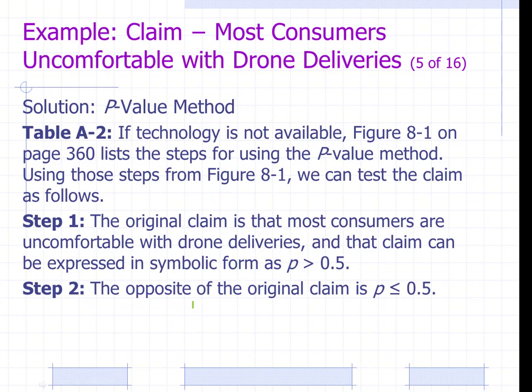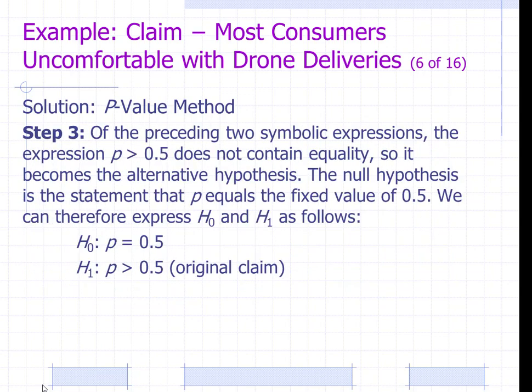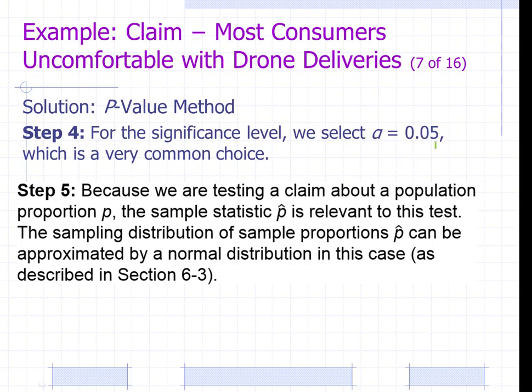the opposite of our original claim, and then here are our hypotheses. And remember, our null hypothesis is always a statement of equality, and in this case our alternative hypothesis is greater than 0.5. That was our original claim, saying that the majority of people are not comfortable with drone deliveries. We're going to set alpha equal to 0.05, and we need to calculate the p-hat, the sample statistic.